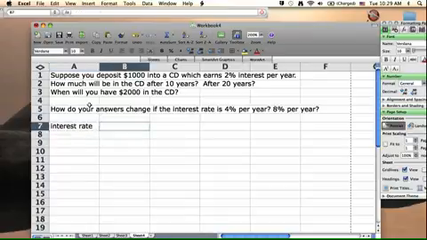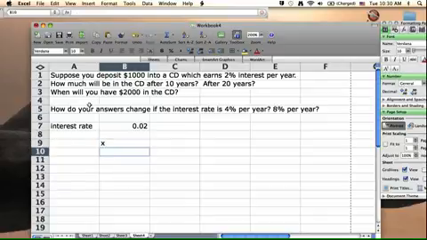So let's make a spot where we can put the interest rate. We can put it as a percentage as long as we use the percent key on Excel, I believe. But let's type it in as a decimal. 0.02 is what we're going to start off with. X is going to be the number of years.